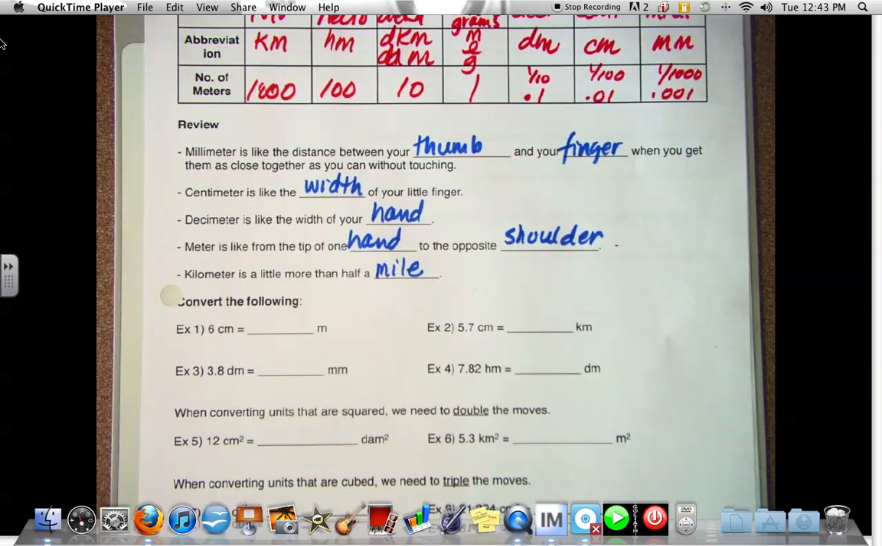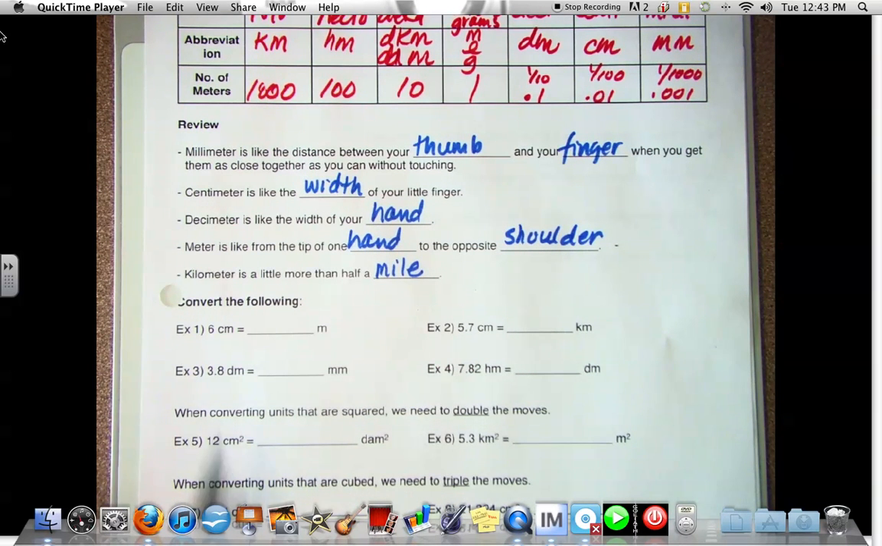All right, so when you guys looked at converting metrics before, how did you do it? Jumps. You did jumps, yes. We're still going to do it that way. Later on, in one of the other units, we're going to do what's called dimensional analysis, where you're multiplying what you're starting with and the conversion factor. We're going to do hops. I call them hops. You can call them jumps, whatever you want.